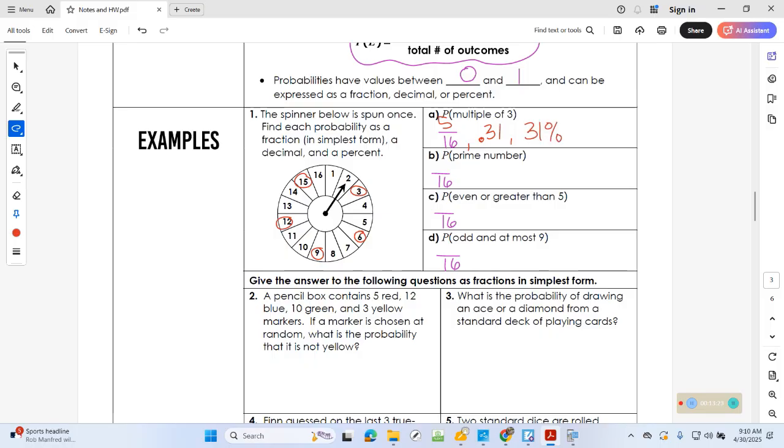Obviously, on a test or quiz, I won't make you give all versions of the answers. We're just practicing. So if you just want to, on a test or quiz, leave 5 over 16, you want to just give me 31%, I don't care. Whatever. Okay. All right, let's do the next one.